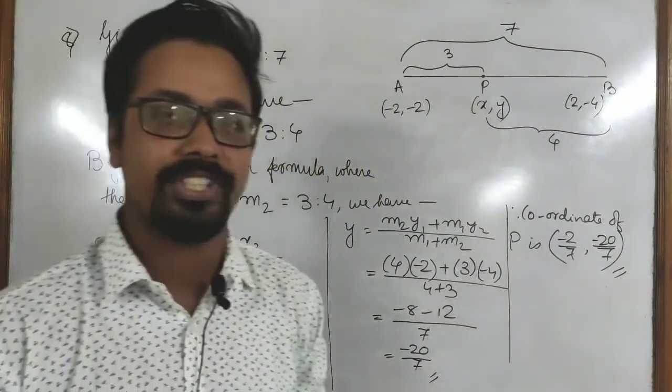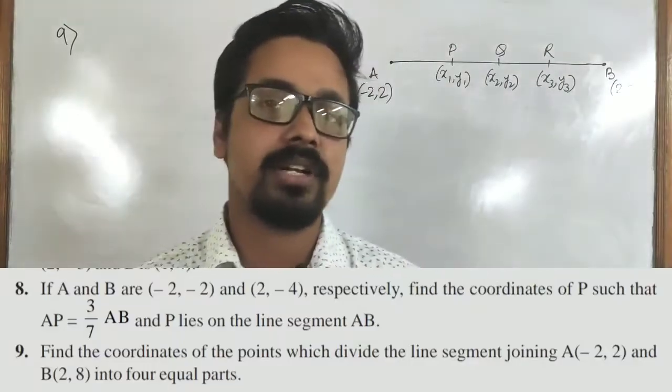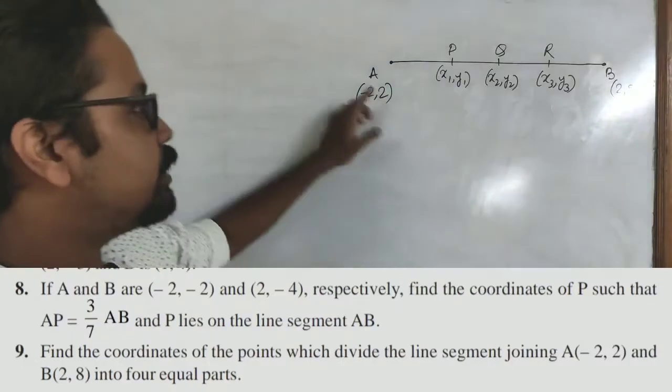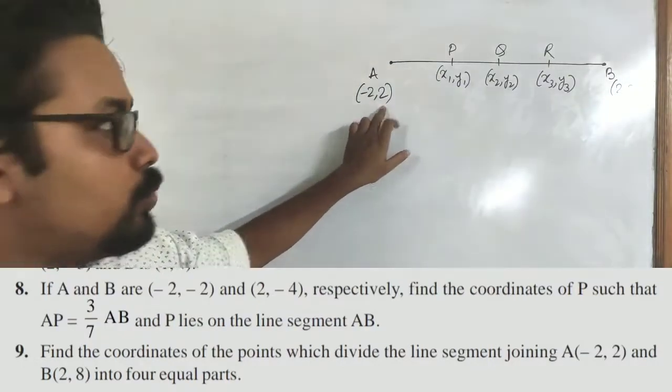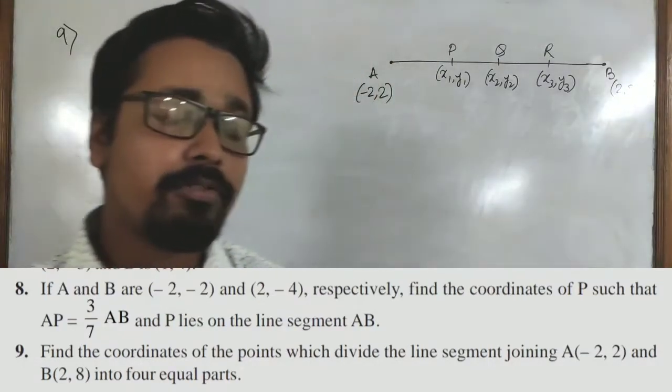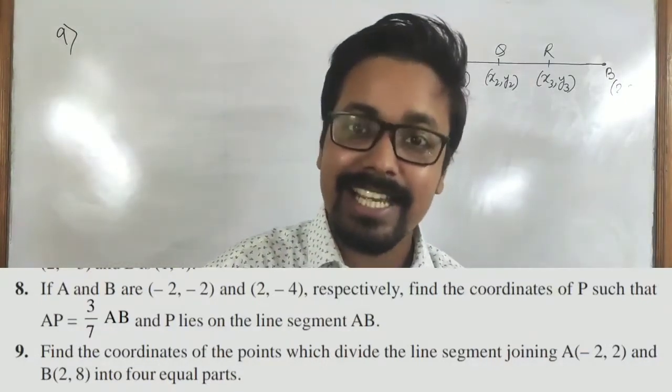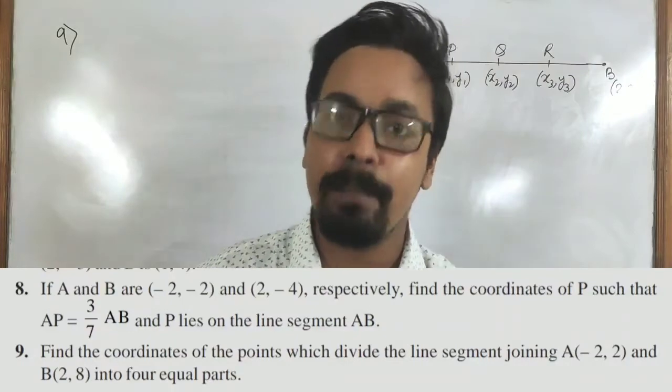So let us move on to question number 9. If you look into question number 9, there are 2 points A and B, and both the coordinates of A and B are given. A is -2, 2 and B is 2, 8. We have to find the coordinate of the points which divide the line AB into 4 equal parts.